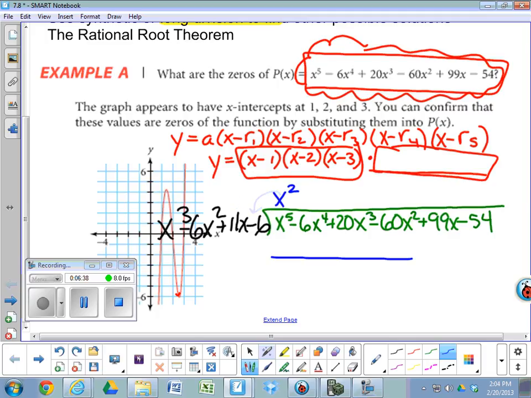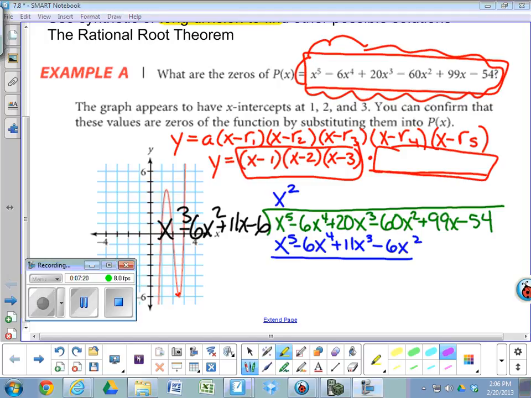Okay? Go. X squared times x cubed. X squared times negative 6x squared. 2 and 2 makes 4. X squared times 11x. We didn't get a match there, but it's not the end of the world. It's okay. And then x squared times negative 6. Negative 6x squared.